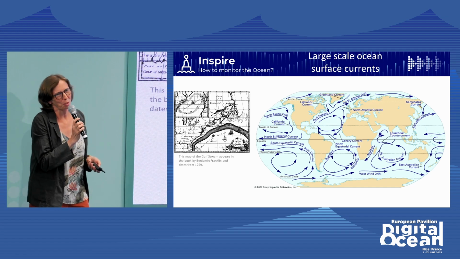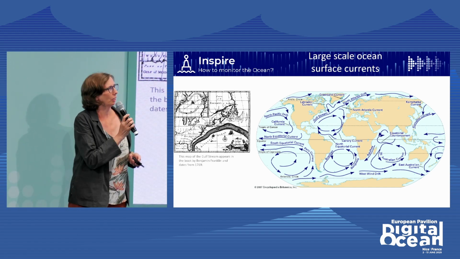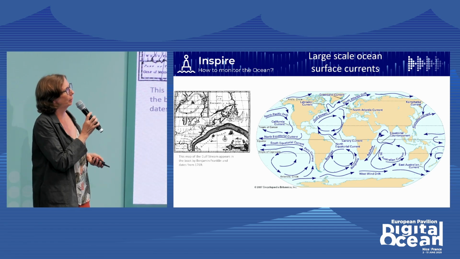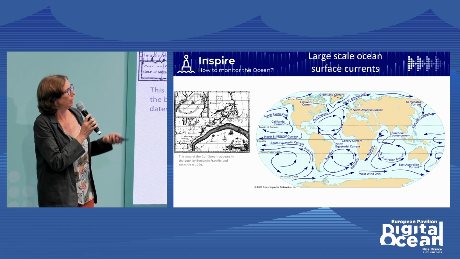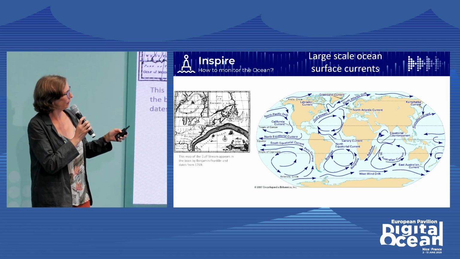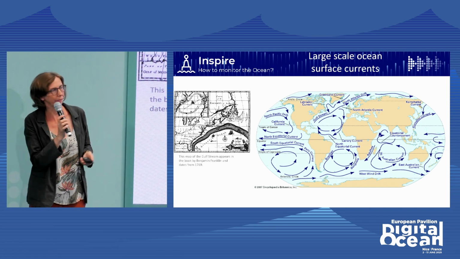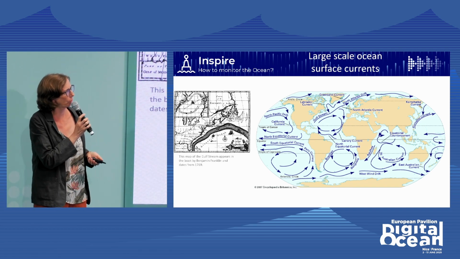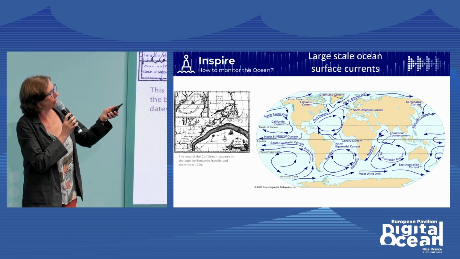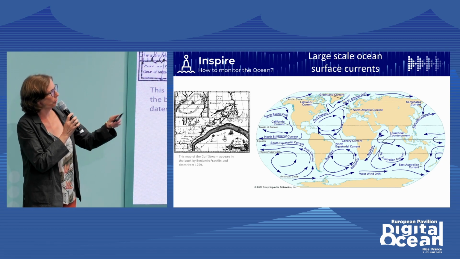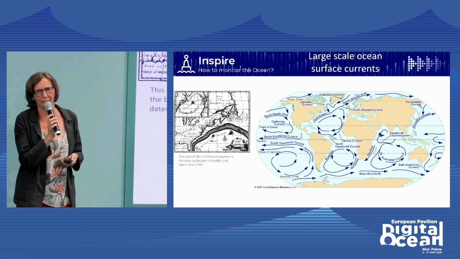So for those who are not very familiar with ocean currents, this is a schematic of the large-scale currents at the surface of the ocean, with intensified currents at the western boundary of the ocean basins, like the Gulf Stream or the Kuroshio current, and then subpolar and subtropical gyres, and then very strong currents around Antarctica.